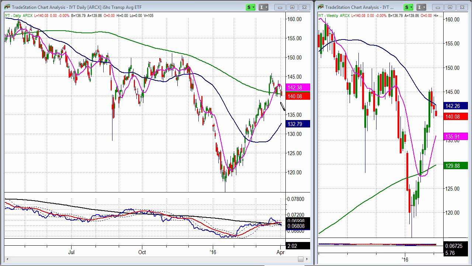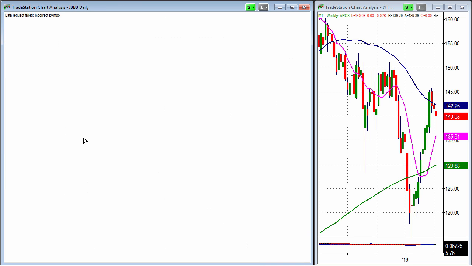Now, IYT kind of took us up. Gold, as I just pointed out, took us up. XLU took us up. So the other thing that's really powerful about industry groups is you get this rotation. So what might the market rotate into next? Well, take a look at IBB. This is the biotech index.